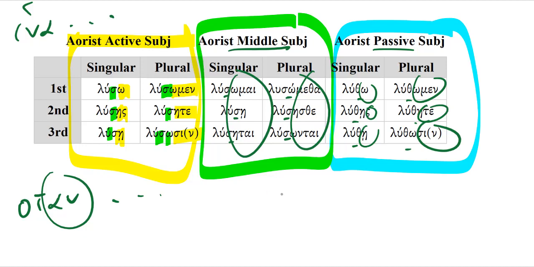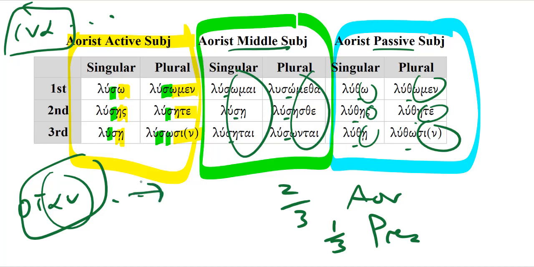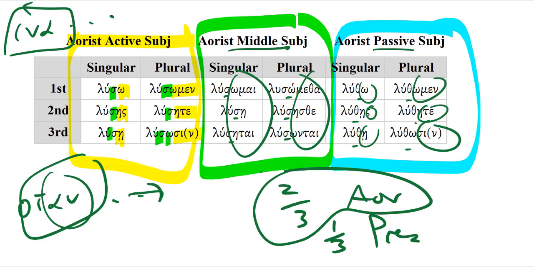By the way, in the New Testament, roughly two-thirds of subjunctives are aorist, and roughly one-third of subjunctives are present. So if you come to one of these little hinas or hotans, you know the subjunctive's coming, you can't figure anything else out, just say, well, it's an aorist subjunctive, and you've got a 66% chance almost of being right.